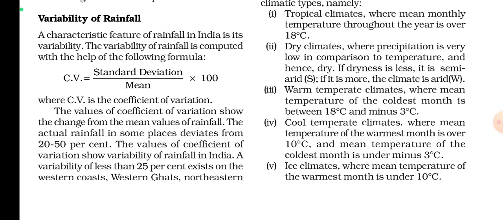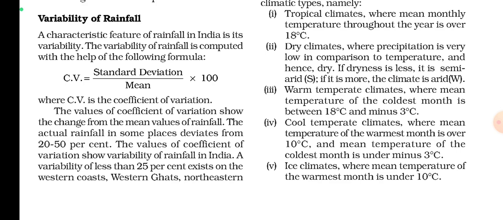Dry climate, where precipitation is very low in comparison to temperature. If dryness is less, it is semi-arid, that is denoted by capital S. If it is more, the climate is arid, that is denoted by capital W. So remember this: if dryness is less, it will be denoted as S, and if the climate is more arid, it will be denoted by capital W.